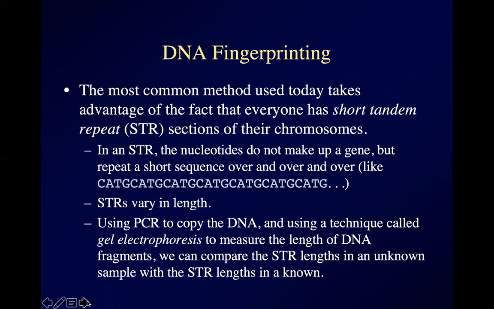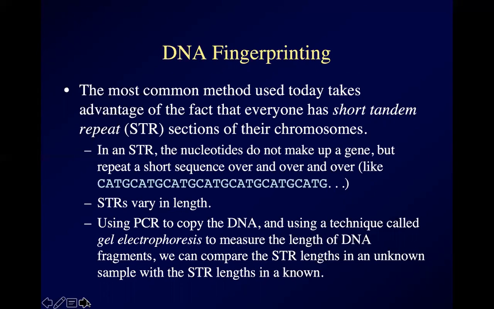Large parts of your DNA are involved in other ways in controlling, regulating your genes, but they don't directly code for proteins. And there are some parts that don't do anything. And one set of these parts that doesn't do anything are called STRs, short tandem repeats.